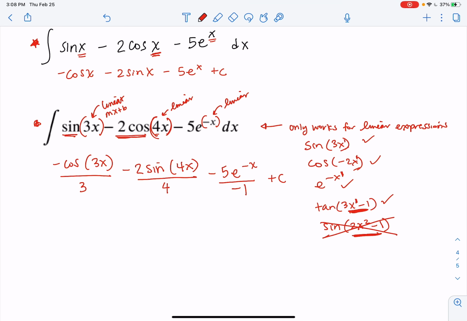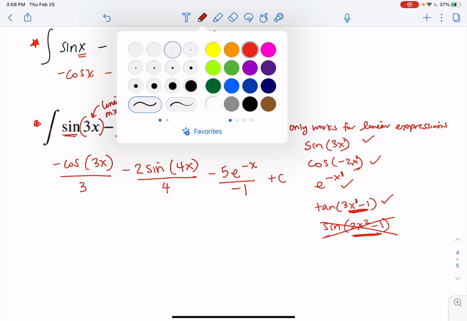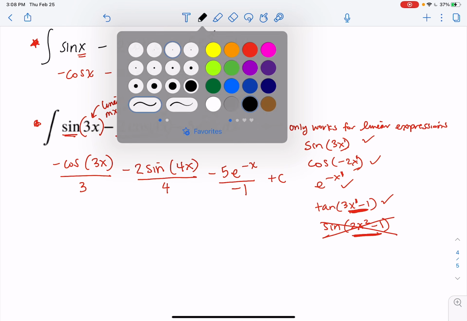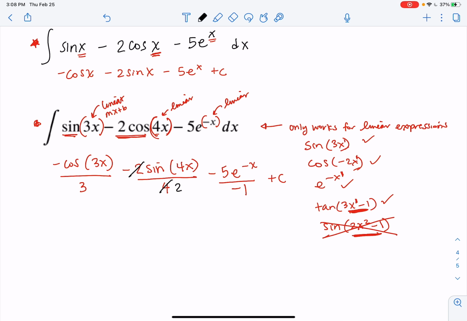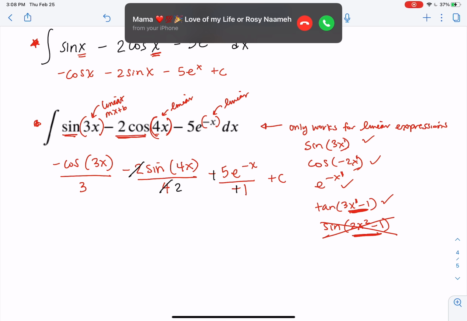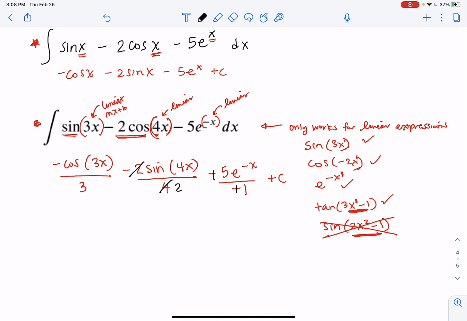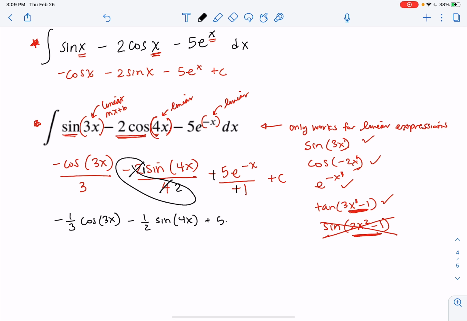So now let's rewrite this. I can leave it as is. Of course, I do need to simplify that 2 and that 4 there. And then this -5 divided by -1. So you could leave your answer like that. You could also write it like this: -1/3 cosine 3x minus 1/2, because there's just a 1 here now. So I'm pulling the number in the front, and then sine of 4x, and then plus 5 e to the negative x plus c.